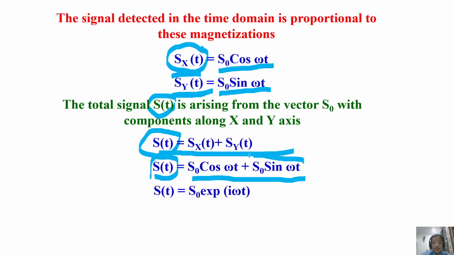Now, you can express this as an exponential. This is basic trigonometry you would have studied in the early days. So now combining these two, we can write S of t is equal to S naught into exponential i omega t.